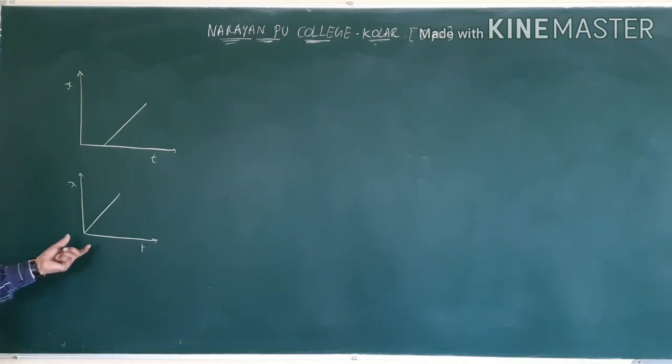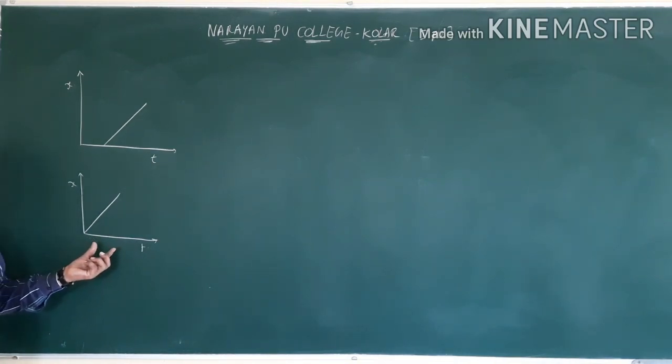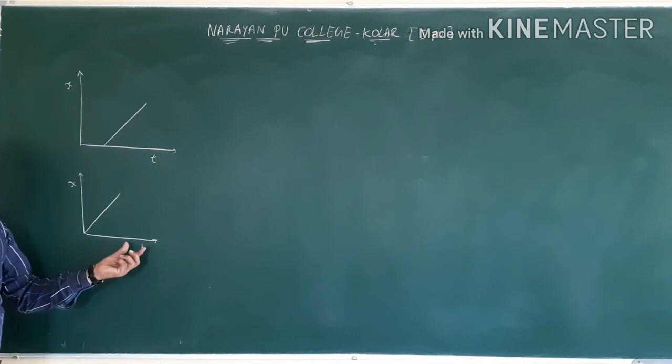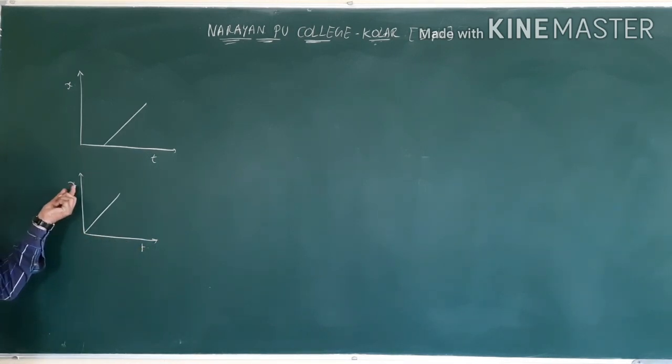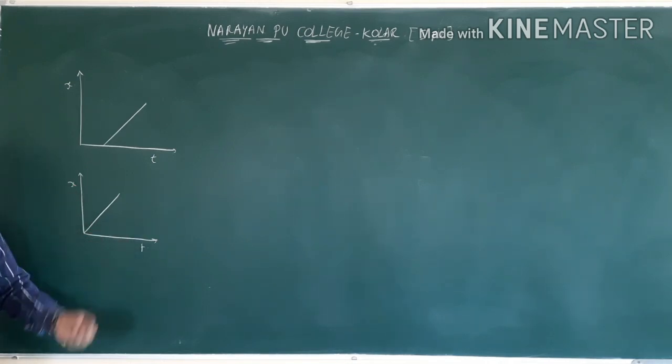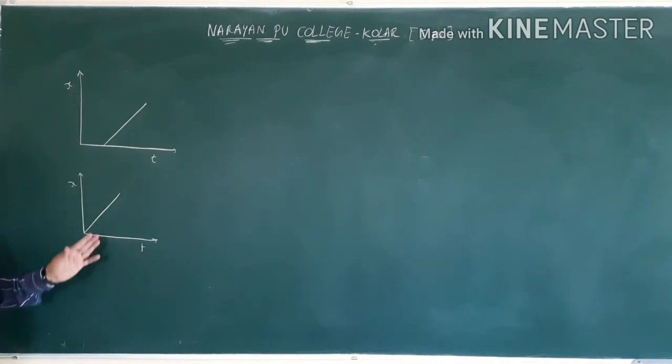So what is the nature of this graph? We came to know the object or person is moving with uniform speed if it is distance, or with uniform velocity if it is displacement. Isn't it? So we got a graph like this.